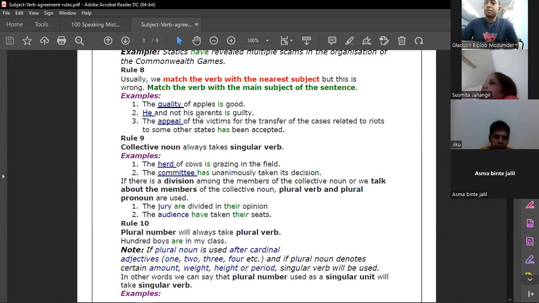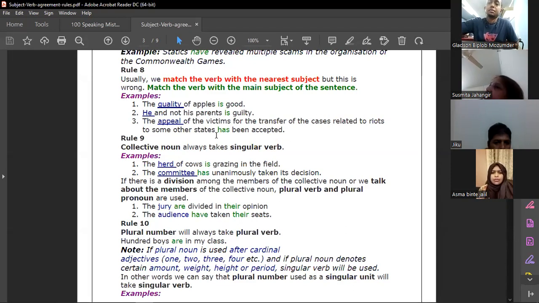He and not his parents is guilty. The appeal of the victims for the transfer of the cases related to riots to some other states has been accepted. So here the appeal is the main focus point. When the line is so long, we forget to pick which one will be the main. So take the main theme word of it.